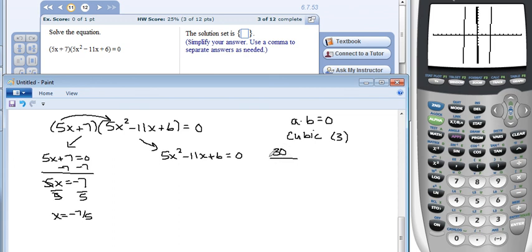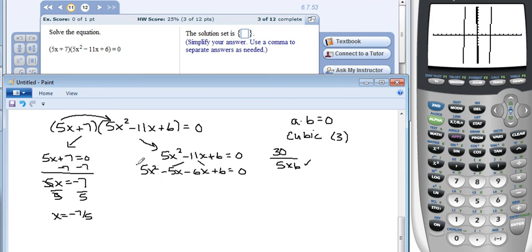All right, what makes 30? What about 5 times 6? Do those add to 11? Yep, I'm done. All right, so I want to make it a negative 11. So therefore, I would do minus 5x minus 6x plus 6 equals 0. This right here is a negative 11x.